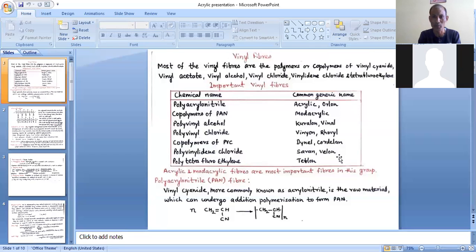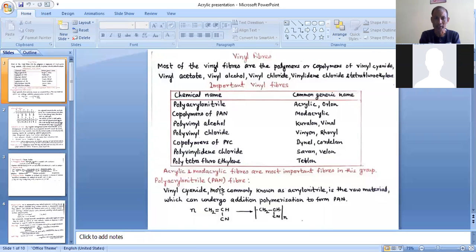So these are the generic names of the fibers, and these are their chemical bases. Acrylic is made up of polyacrylonitrile, mod acrylic is made of copolymers of polyacrylonitrile, like that. Teflon is made of polytetrafluoroethylene. So this is about the chemical name and the generic name of the fibers in the category of vinyl fibers. Among this category, acrylic and mod acrylic fibers are the most important fibers in this group. If we take all these groups of fibers, the most popular textile fibers are acrylic and mod acrylic.